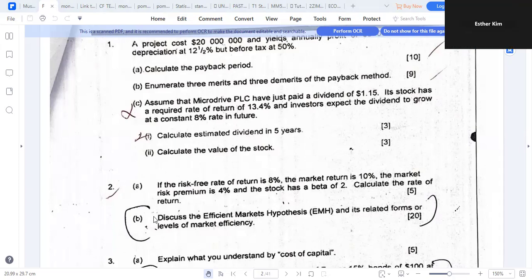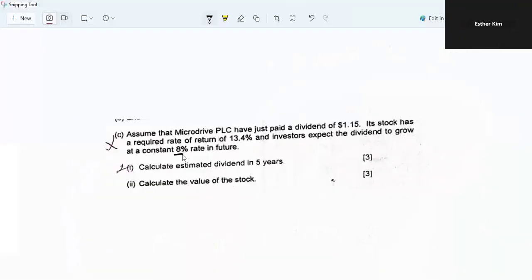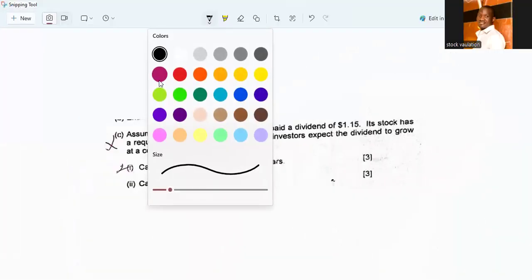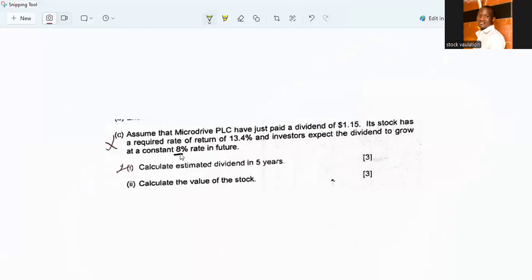So we first identify what we have. So what do we have? We have the constant growth rate, 8%. Is that our R? It is our G. G is 8%. What else do we have? R is 13.4%. What else do we have?